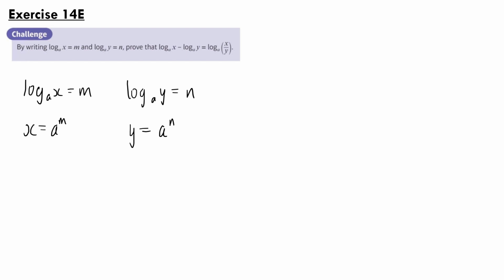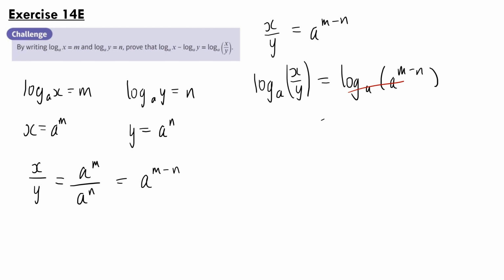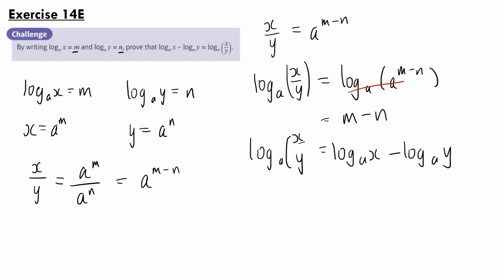So if we now think about what x over y is, then we'll have a to the power of m over a to the power of n, which is equal to a to the power of m minus n. So we have that x over y is equal to a to the power of m minus n, and if we take log base a of both sides, then we have log base a of x over y is equal to log base a of a to the power of m minus n. Now on the right hand side here, the log base a and the base of a cancel, so we're just left with m minus n, and we know that m minus n is equal to log base a of x minus log base a of y. So we've shown that log base a of x over y is equal to log base a of x minus log base a of y as required.